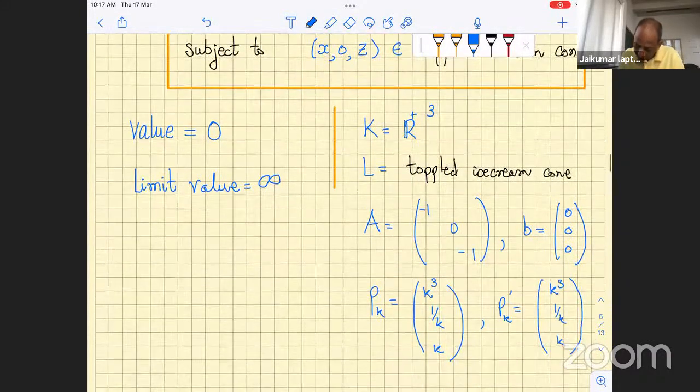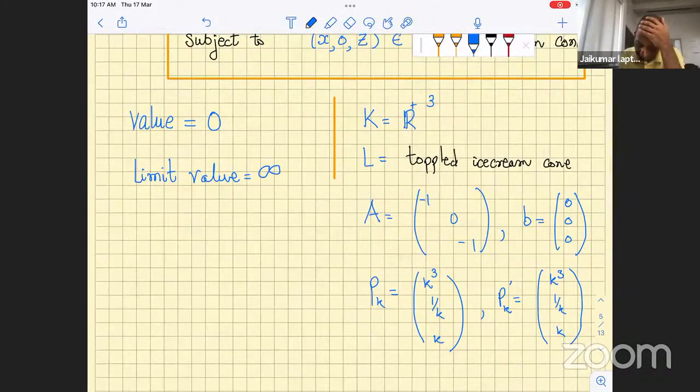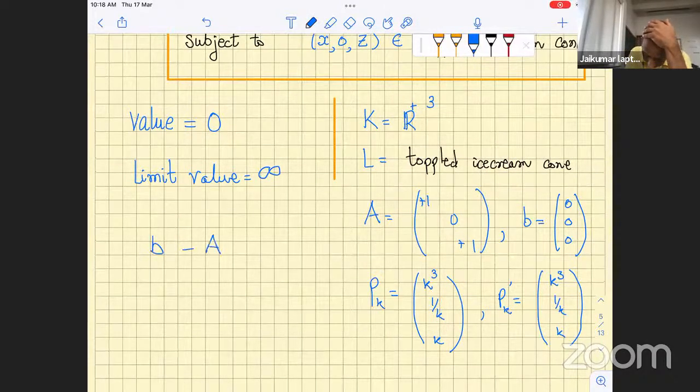So explicitly, let me say that my original cone K was R plus to the 3, and the toppled ice cream cone is my L. And let me say that this is my, I keep making this mistake. Should I write a minus or a plus? Because there is a minus already in my equation, B minus AX equal to 0. This B is this B. And this equal to 0. No, sorry.